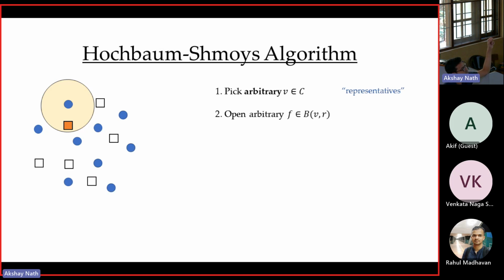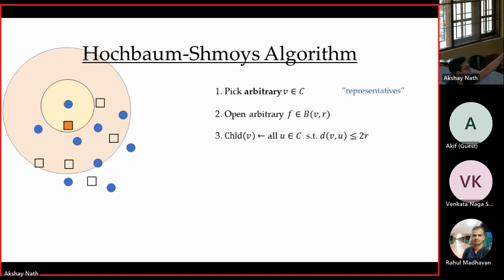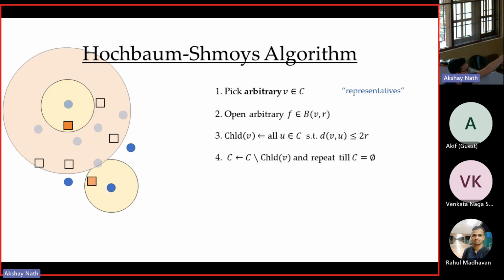Then it draws a ball of radius 2R around that same representative. Whichever blue clients are in that yellowish, orangish ball are called the children of this representative. So this representative is going to take care of these points. Then it deletes all these children and the point itself from the set of clients and just repeats. The next point might be that point there. It draws a ball of radius R, opens a facility, also draws a ball of radius 2R, says that all these clients are my children, deletes them, and keeps on till the set of clients becomes empty.